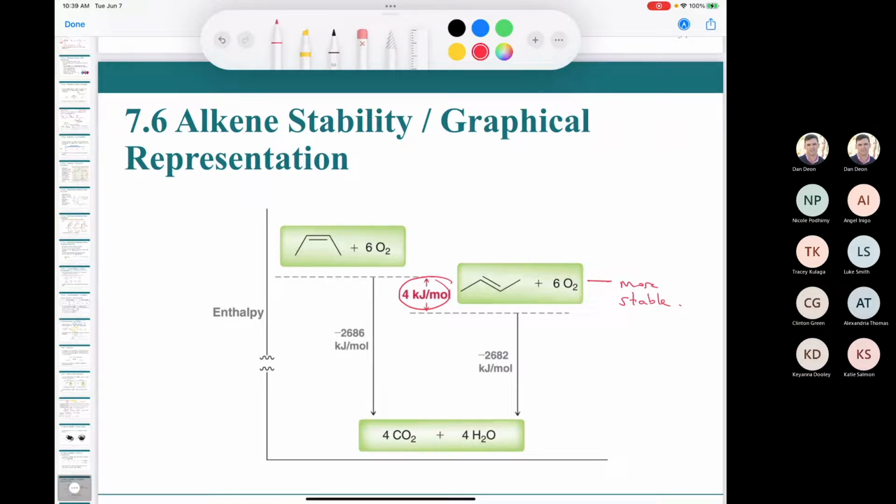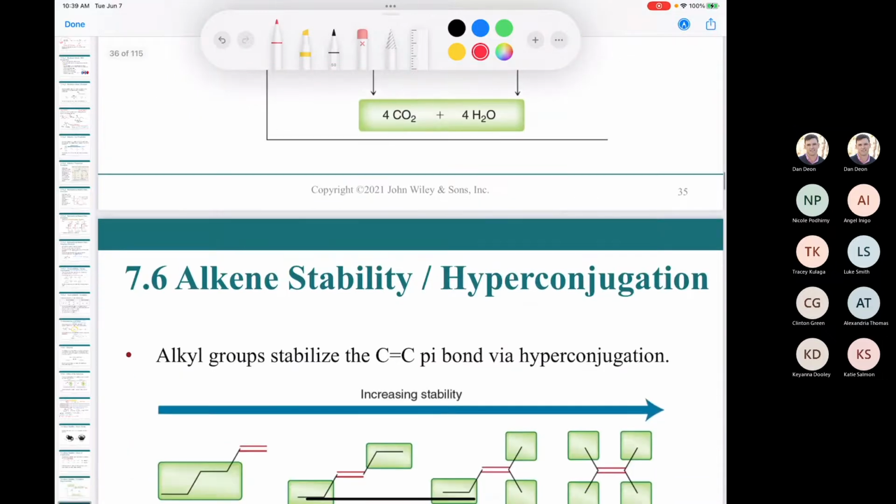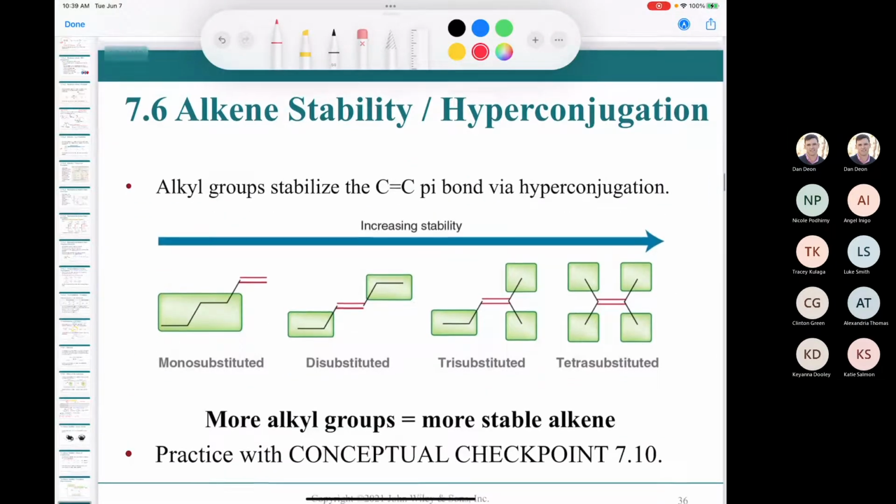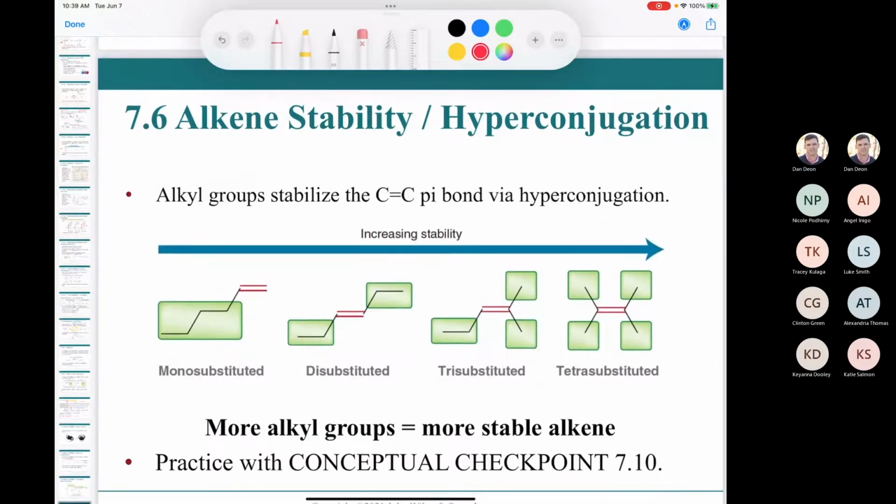And besides cis and trans stability, we can also go deeper on our alkene stability and talk about hyperconjugation. Remember hyperconjugation? I went over it with you when we were discussing carbocations.